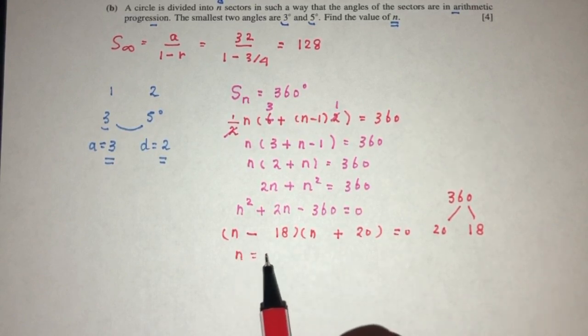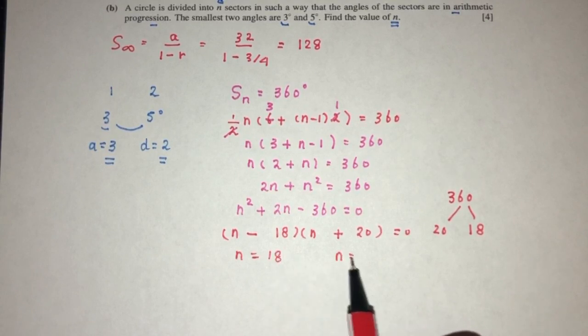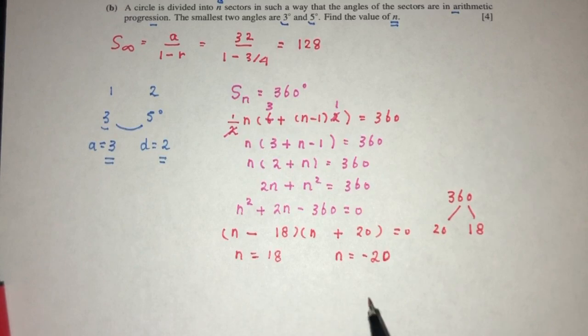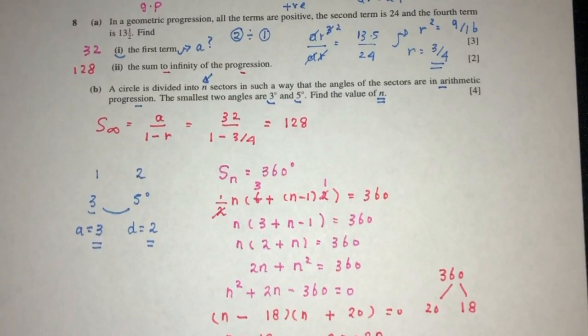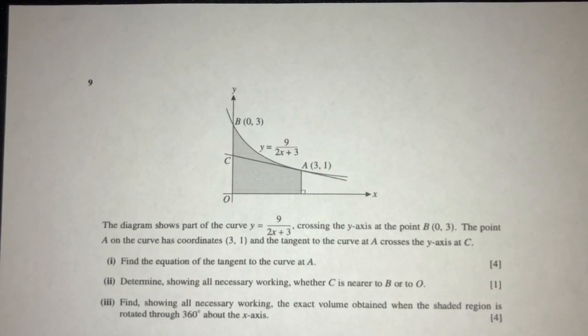So n will be the value of 18, and n will be the value of minus 20, sorry, not 21. This is not possible. So obviously n has to be the value of 18. And that will be part B of your question. So let's move on to the next question.